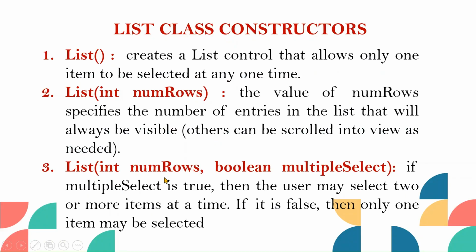Now List with number of rows and a boolean multipleSelect. If multipleSelect is true, then the user may select 2 or more items at a time. If it is false, then only one item may be selected. So whenever you want to go for multiple selection, you need to use the third type of constructor, and the other two constructors work only with single selection. And if you write false here, then also we go for single selection. So you need to use true when you want to select more than one item from the list. So these are the three constructors available for the List class to create a list control.